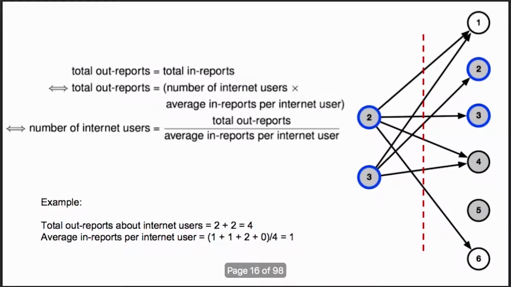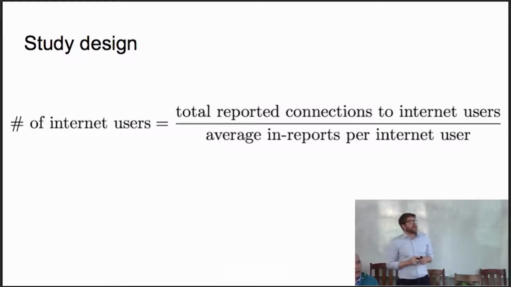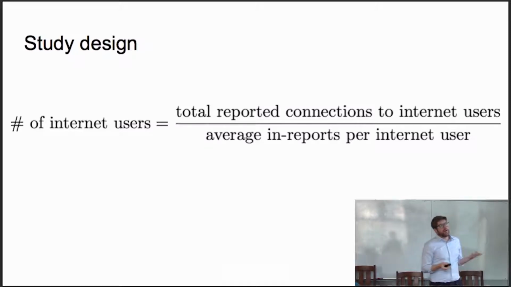Because what this example reveals is that in order to estimate the number of internet users from these reports, we have to figure out how we're going to estimate the total number of connections to internet users and how we're going to estimate the average number of times each internet user gets connected. Sorry, gets reported. So I'm going to talk about that in a second. I'm going to start by talking about this numerator.